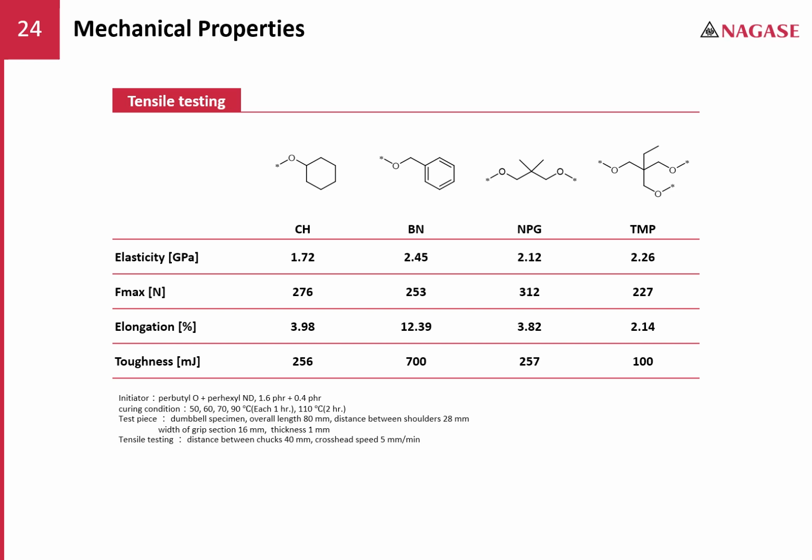And here are the results for tensile testing we did against cyclohexyl, benzyl, NPG, and TMPTA type functionality across the top. As we go across from left to right, we get good elasticity properties, so it maintains those. The force max, or Fmax, is still quite good. Elongation really improves with the benzyl. The other systems remain the same, and we get a very large increase in the toughness when we go to the benzyl functionality. So we do maintain the mechanical properties on the larger derivatives of AOMA.